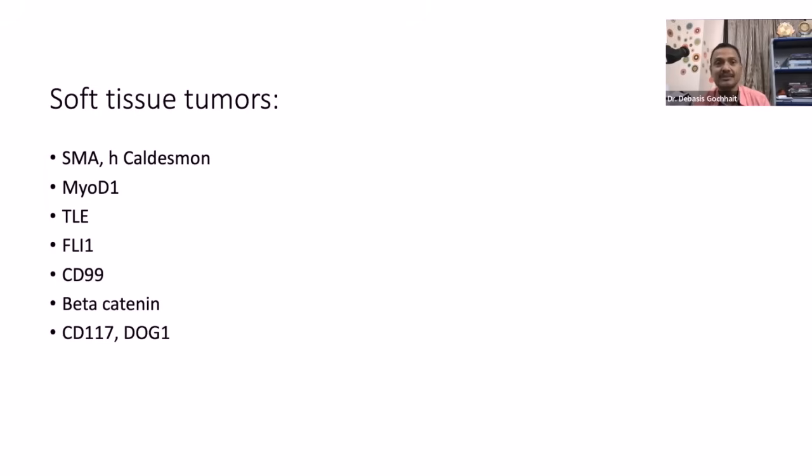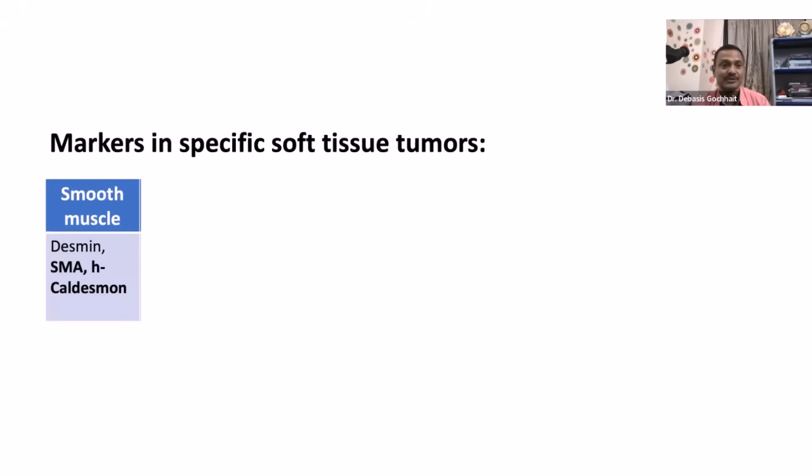Now coming to the last part of it, then comes soft tissue tumors. Now lymphomas are common, even soft tissue tumors are common, but not as common as lymphomas. So these are some broader markers that we use for soft tissue, but we will come to the table where for each subtype of tumor, which marker will be positive.